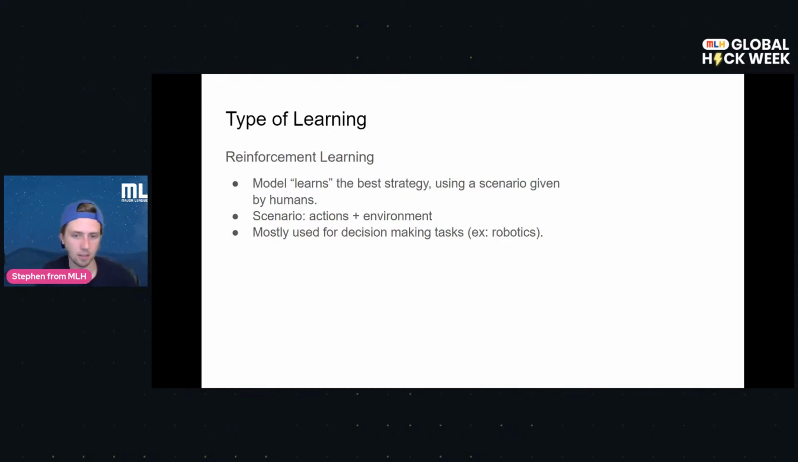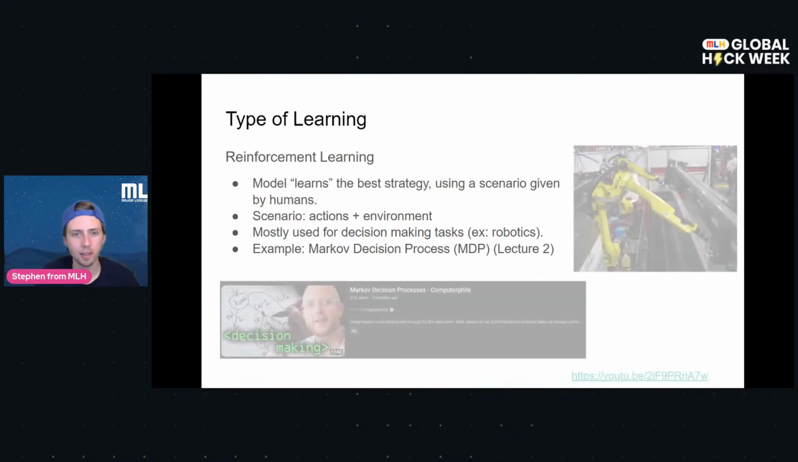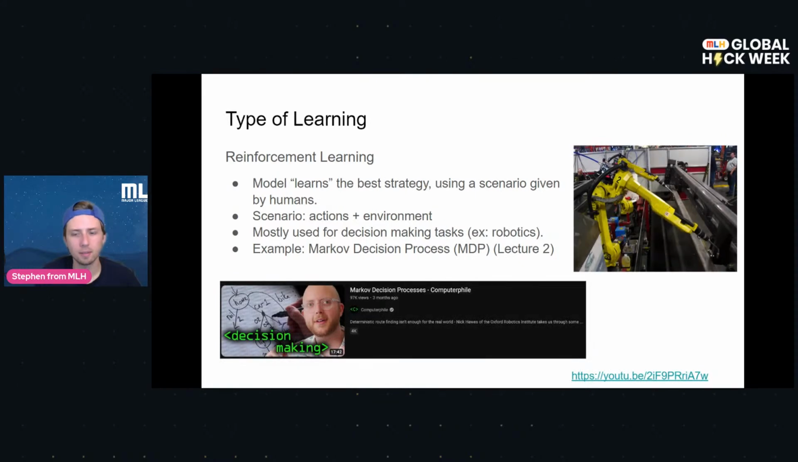Robots need to make a decision based on an uncertain environment. So that could be really useful. And that example is the Markov decision process. And we covered the Markov decision process again on Monday of this week. So I highly recommend you look at that one if you're interested in learning more about reinforcement learning. But yeah, there's another great YouTube video by Computer File on this topic.